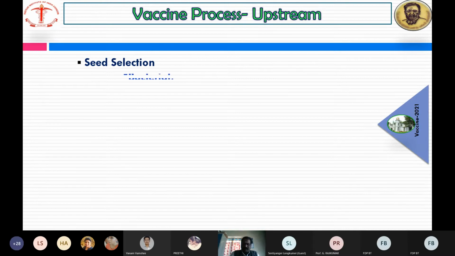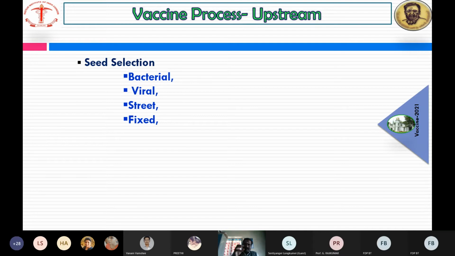Seed means either a bacterial or a viral seed. If I'm going to produce a bacterial vaccine, I need a bacterial strain. If I'm going for a viral vaccine, I'm going for a viral seed. Next is street, and next is fixed. What is meant by street?